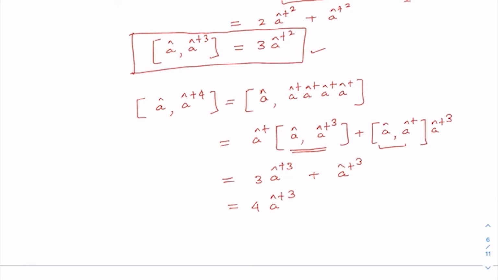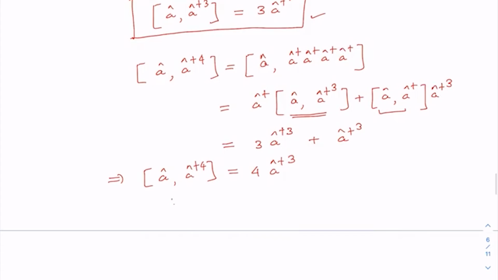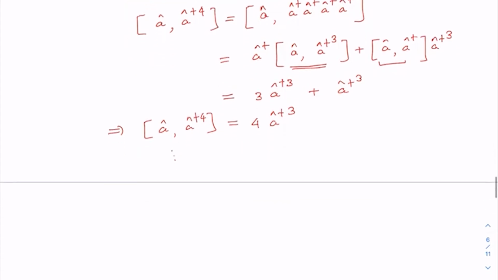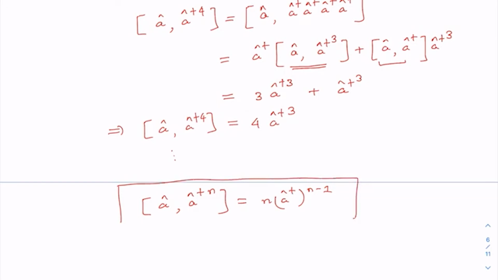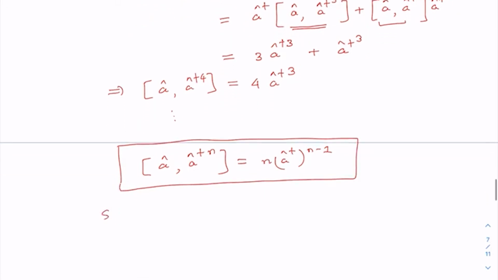So as you can see, if you examine all these relations, you can go on this way, and therefore I can conclude that [a, a†ⁿ] would be equal to n a†ⁿ⁻¹. Similarly, applying the same procedure, you can prove the commutation relation [a†, aⁿ] to be n a aⁿ⁻¹.